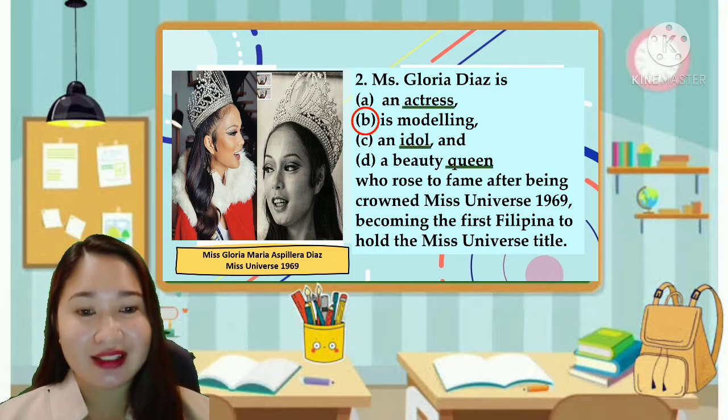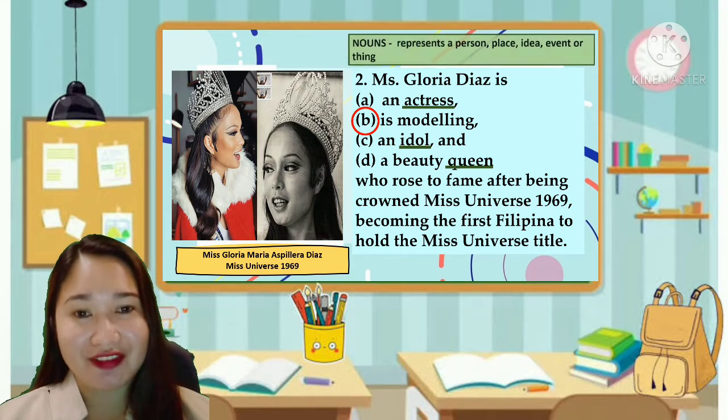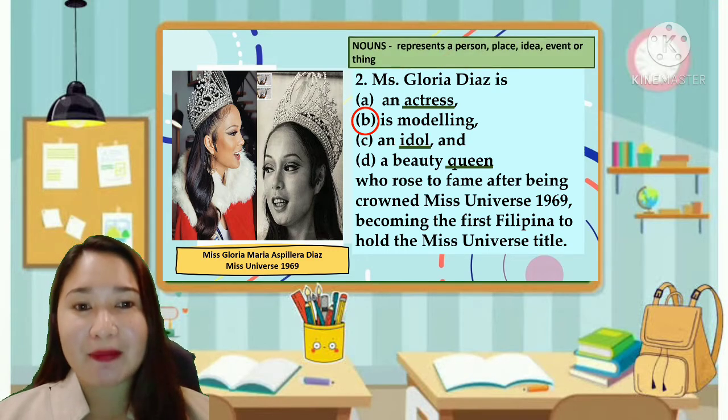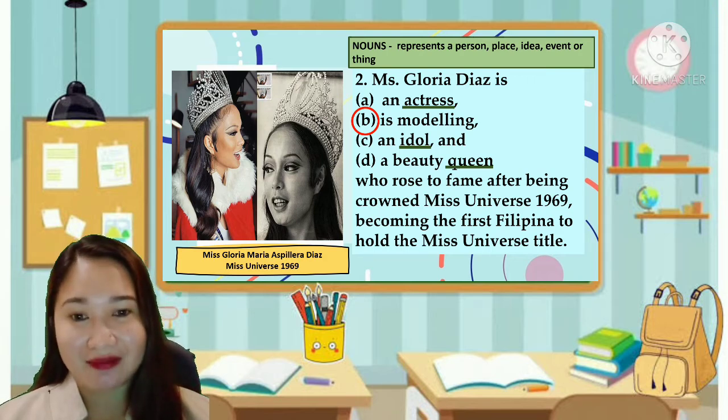Actress, idol, and queen are examples of nouns. Nouns represent a person, place, idea, event, or thing. On the other hand, is modeling is an example of a verb written in present progressive form.